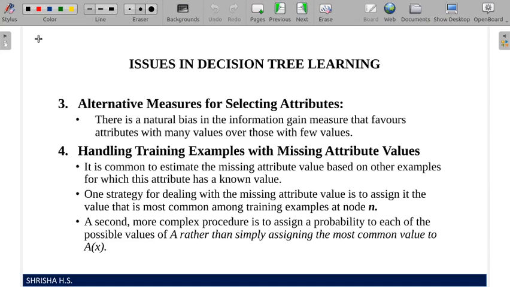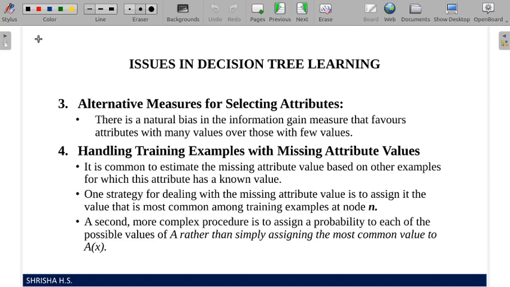The fourth one is handling training examples with missing attribute values. Suppose we have a data set, and some of the attribute values are missing. So we need to fill that. Can we fill that? One idea is that it is common to estimate the missing attribute value based on other examples for which the attribute value is known. So we have a missing attribute value for an instance, see a similar instance, check what the attribute value is there, and fill up the same here.